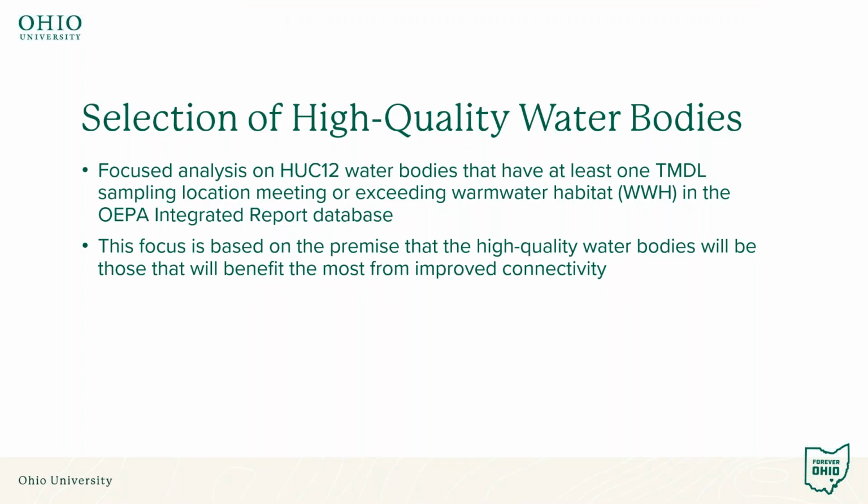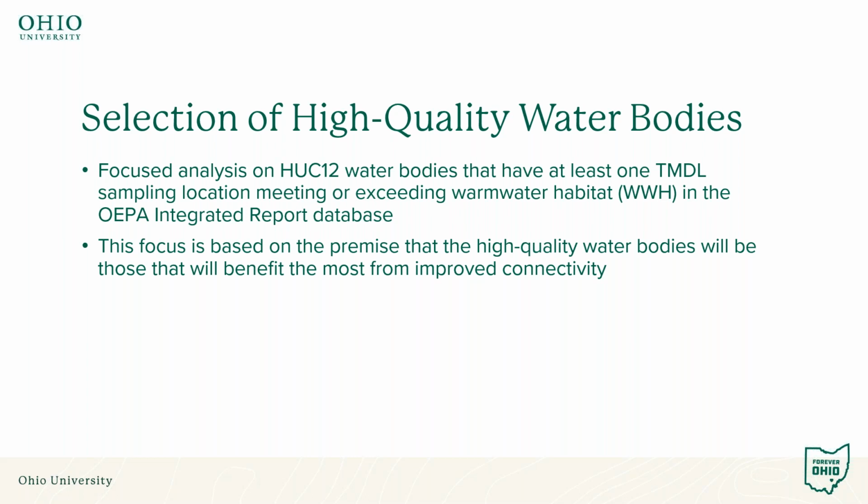Moving into this GIS approach, we focused on high quality water bodies as target areas for projects. We focused our analysis on HUC 12 size water bodies, typically around 40 square miles, that have at least one TMDL sample location that meets or exceeds warm water habitat. That could be warm water habitat, exceptional warm water habitat, or cold water habitat from the Ohio EPA's integrated report database. This focus on high quality watersheds is based on the premise that those high quality water bodies are the ones where connectivity may be an impediment to further improvement or to maintenance of that high quality status.